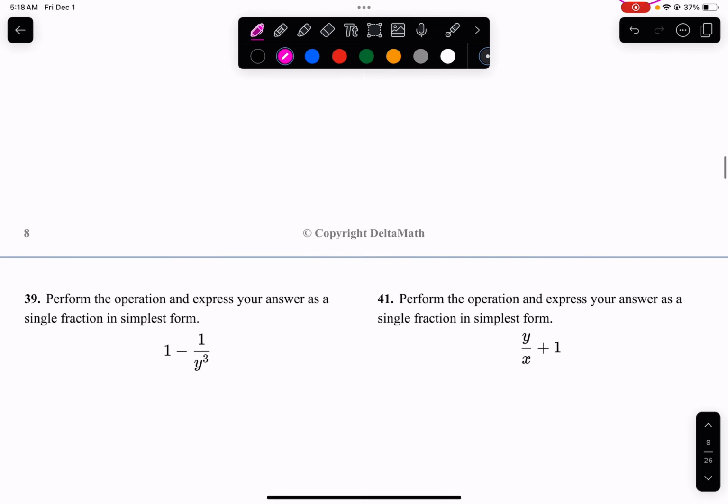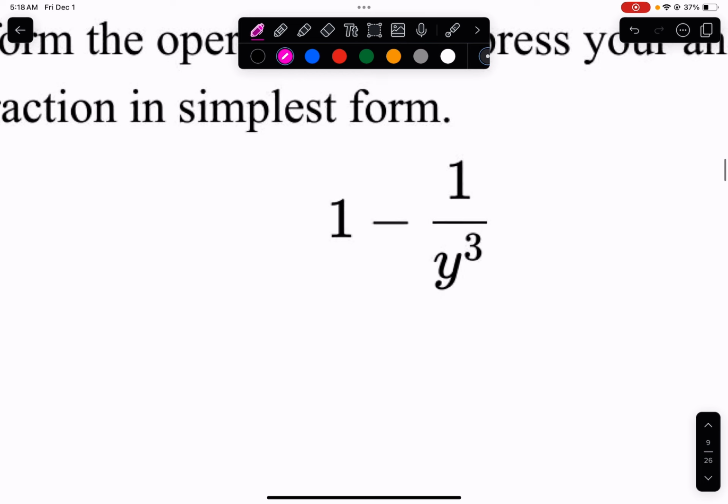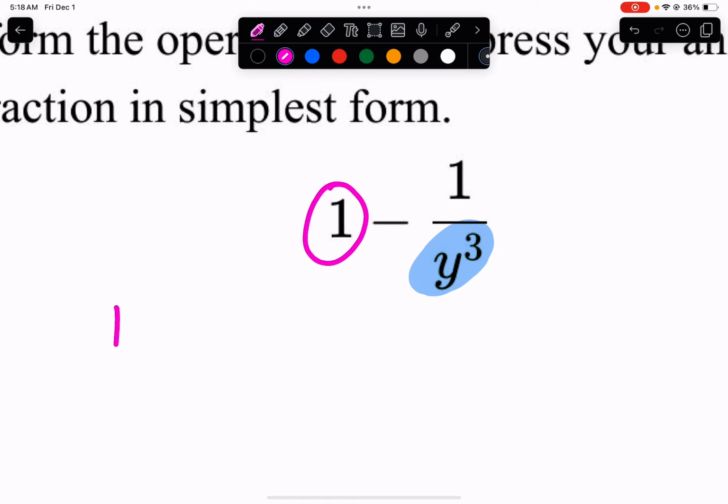All right, let's try another one. If you look at this one, we're doing a whole number with a fraction. Now, the fraction here has y cubed on the bottom. This one has nothing on the bottom. Any whole number, or anything really, can be turned into a fraction by putting a 1 underneath it. So, let's turn this into a fraction by adding a 1 underneath it.